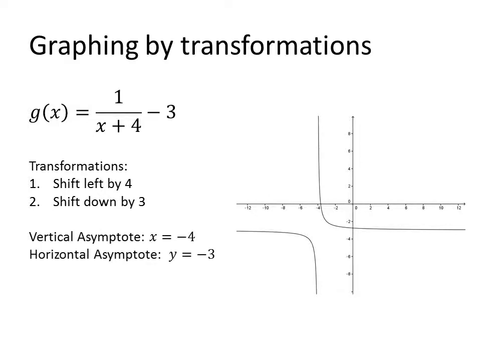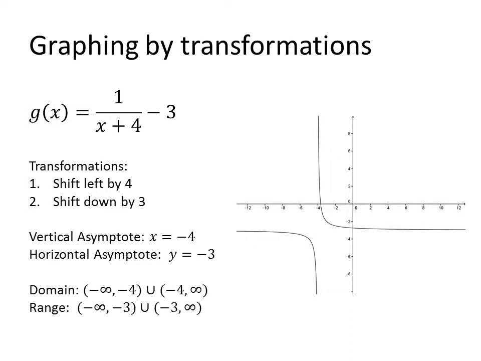Here we have the vertical asymptote of x equals negative 4 and the horizontal asymptote of y equals negative 3. We also may want to talk about the domain and the range. Notice that when you have the vertical asymptote at negative 4, the graph does not have an x value there. That is, there is no point if you tried to plug in negative 4 into the function. If you did try to plug in negative 4, you would get 1 over 0 minus 3, which of course is undefined. So we need to throw that point negative 4 out.